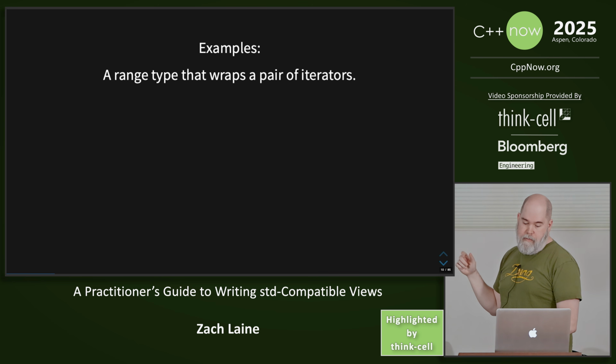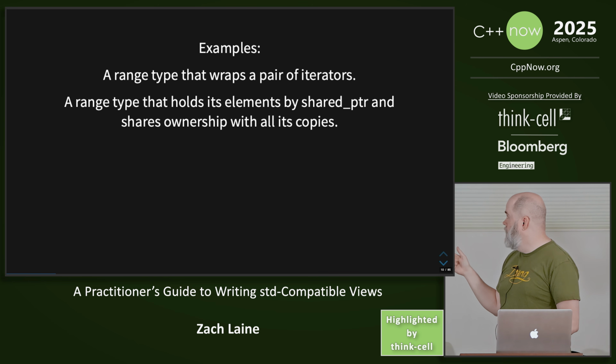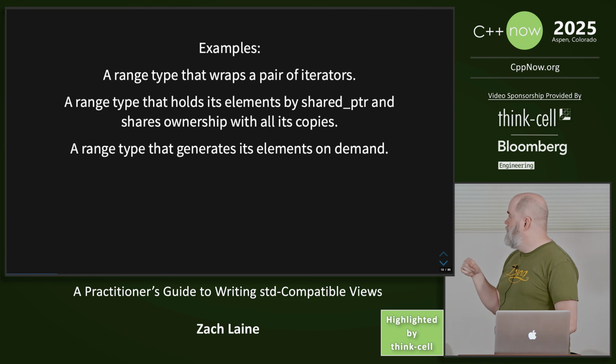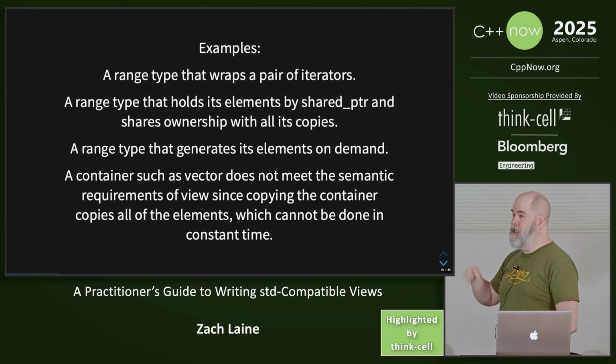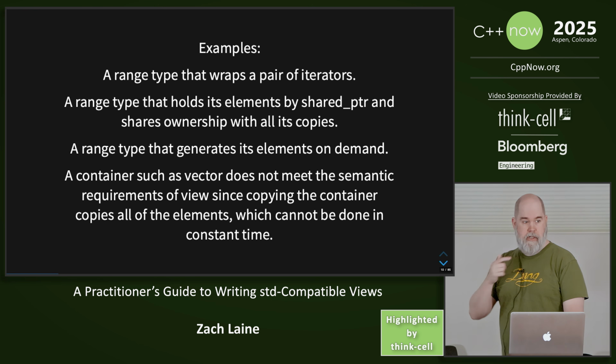A range type that wraps a pair of iterators is an example of a view. A range type that holds its elements by shared pointer and shares ownership with all of its copies. A range type that generates its elements on demand. And there's a counterexample here. A container such as a vector does not meet the semantic requirements of view since copying the container copies all the elements, which cannot be done in constant time, right? That's an order n operation, yeah.